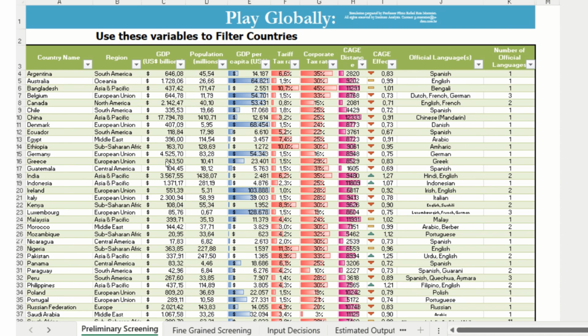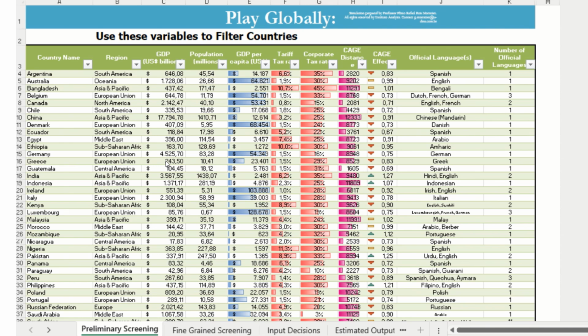Population: a larger population can represent a broad customer base, increasing marketing potential for your business. GDP per capita: this metric helps assess the average income level and the purchasing power of the population, which is critical for evaluating demand for your products or service.